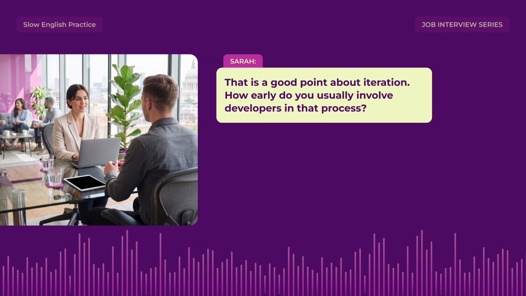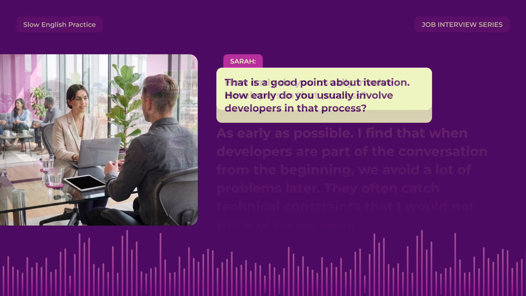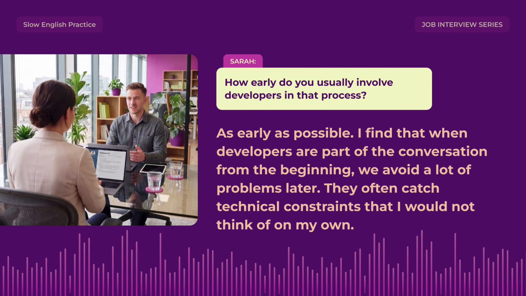That is a good point about iteration. How early do you usually involve developers in that process? As early as possible. I find that when developers are part of the conversation from the beginning, we avoid a lot of problems later. They often catch technical constraints that I would not think of on my own.